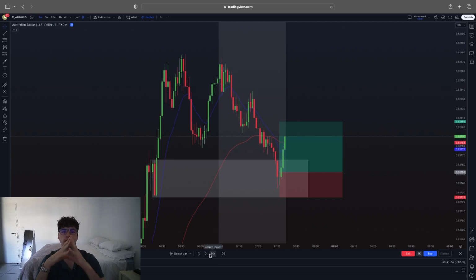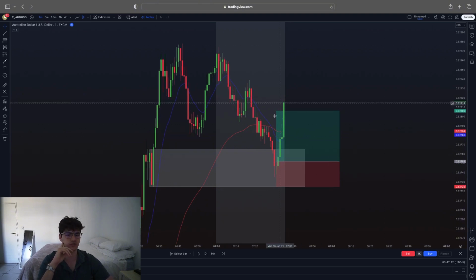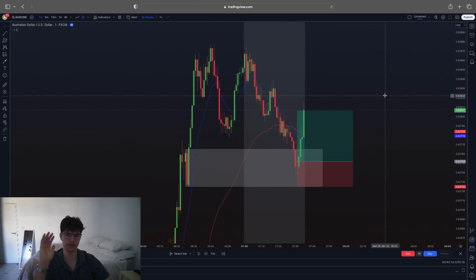Most of the time I am holding till either full stop loss or full take profit. I don't like getting out in between. I don't like getting out at break even. I don't like cutting my trades, because sometimes I cut losses and it ends up winning, and I cut winners and it ends up winning, and that is just not something I would want to be doing. So I just let my trade play out.